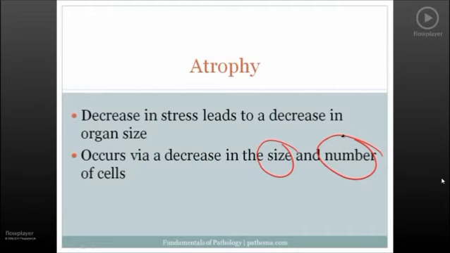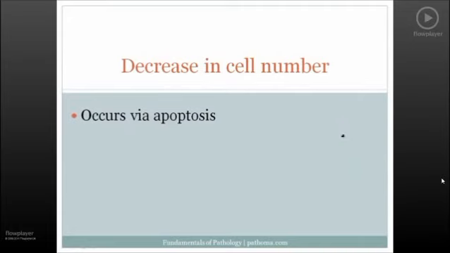If the size of the cells decreases, the organ would decrease in size, and if the number of cells decreases, the organ would also decrease in size. Both of those happen to be called atrophy because they usually both occur together. Again, it's not sufficient to simply know the definition of atrophy. The examiners like to go after the mechanism of atrophy, and so let's touch on that briefly.